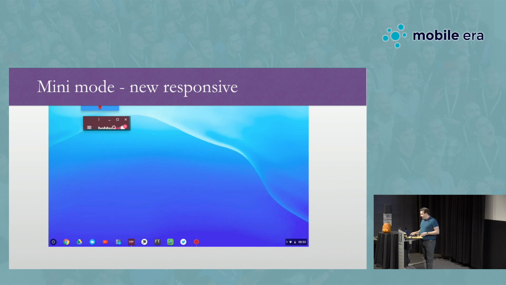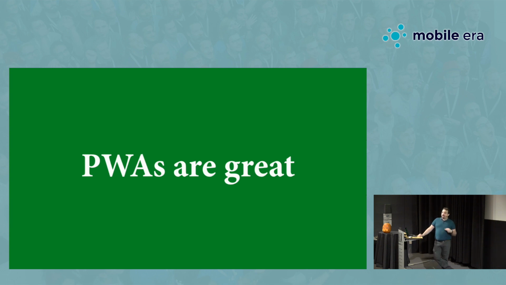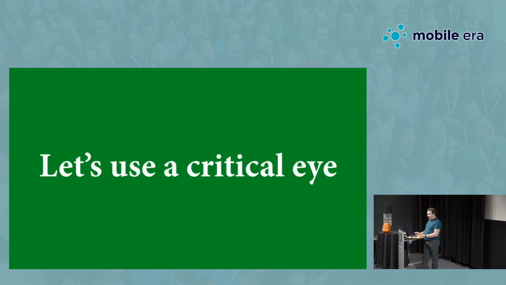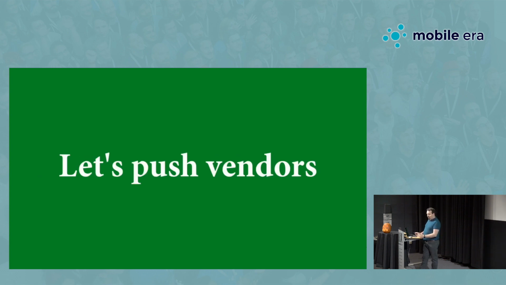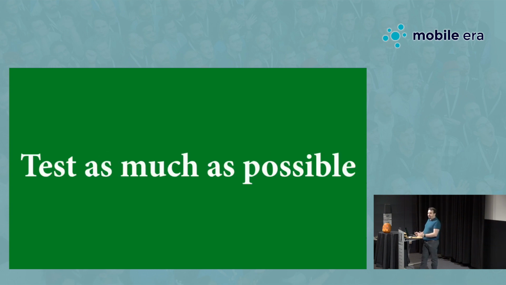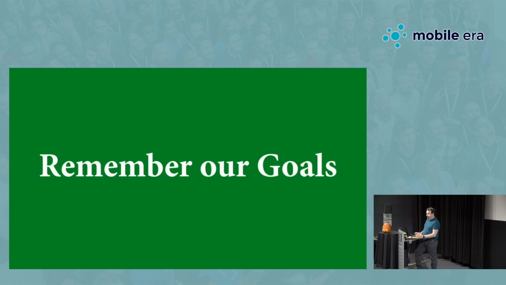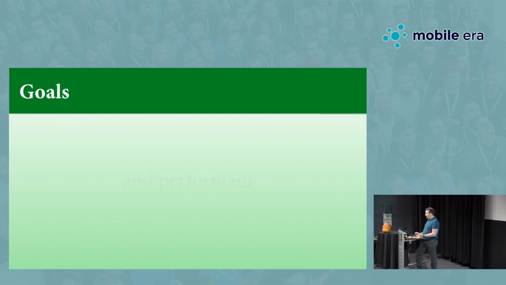So as you can see, PWAs are great. We can create really good experiences for a lot of use cases where a native app is probably expensive and probably will be an abandoned app that no one is going to update and no users will use. But let's use a critical eye. Let's try to push vendors to improve the experience. And you also need to do an extra effort to create a really good user experience. So test as much as possible so you can find those issues and try to find a workaround for every issue. And remember our goals, that are pretty simple: we need a good, accessible, and performant user experience. That's our goal. That's what you need when you're creating PWAs.